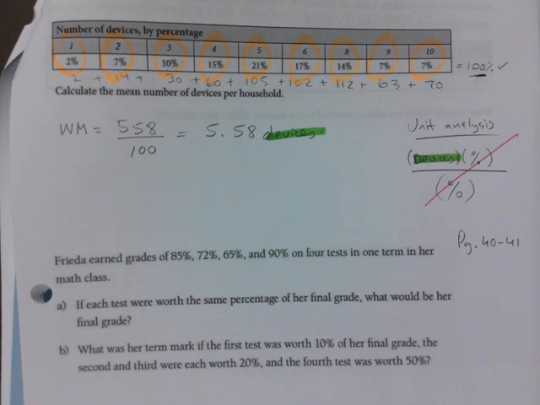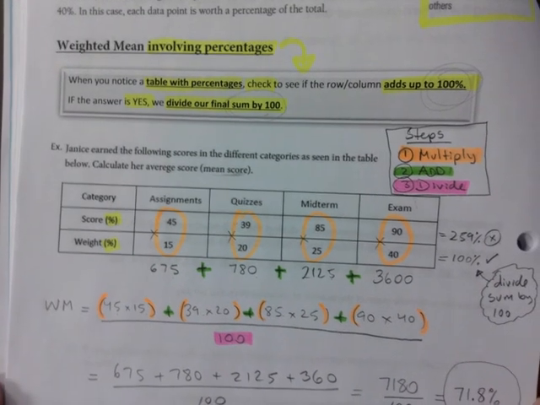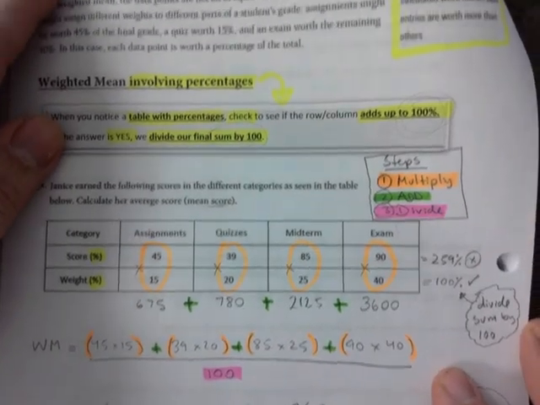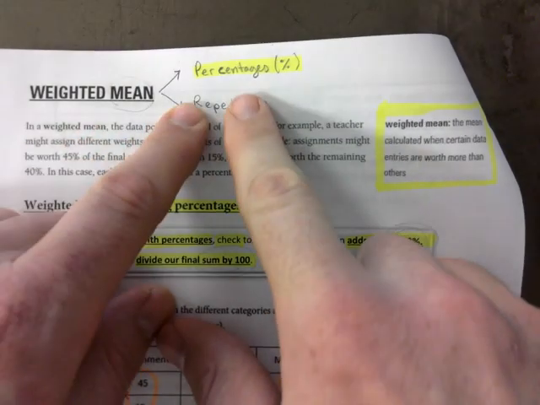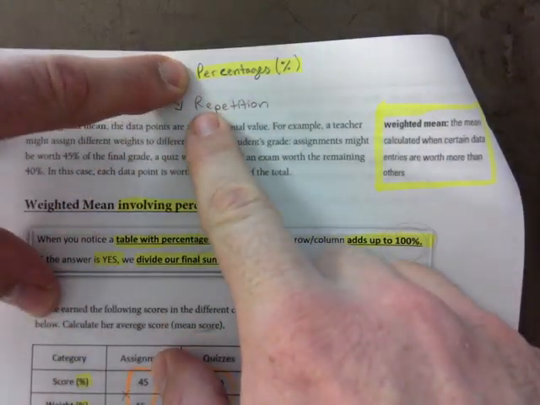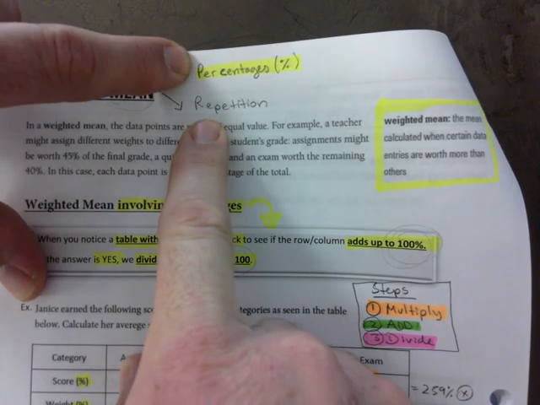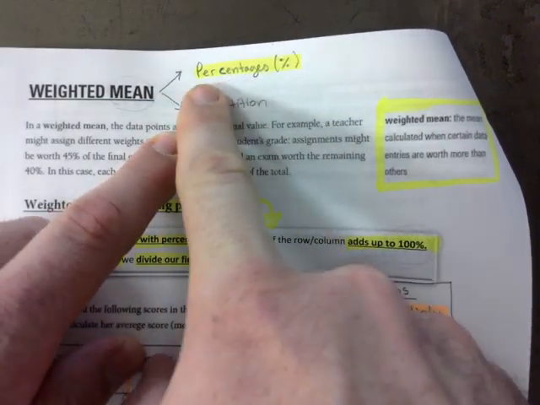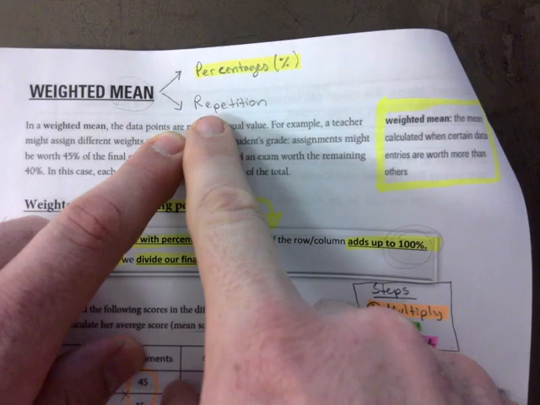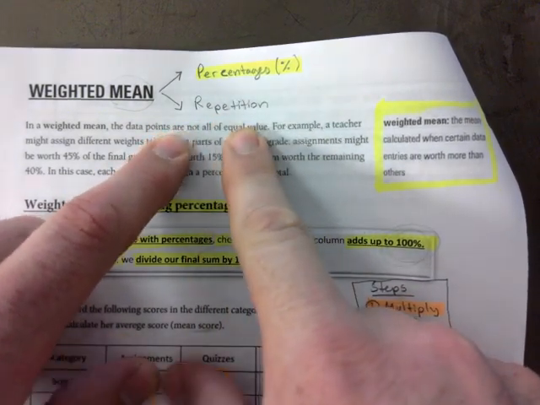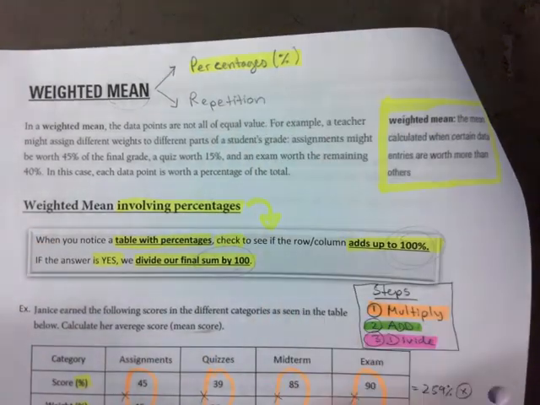Okay. A study sheet that helps you with this type, with a weighted mean scenario. Remember, this is on page 39. Sorry, I'm just reviewing real quick. Weighted mean has two categories, two scenarios. One includes percentages. The other one is what we call repetition. That's the one I'm going to cover a little later, so we're going to focus on percentages for now.